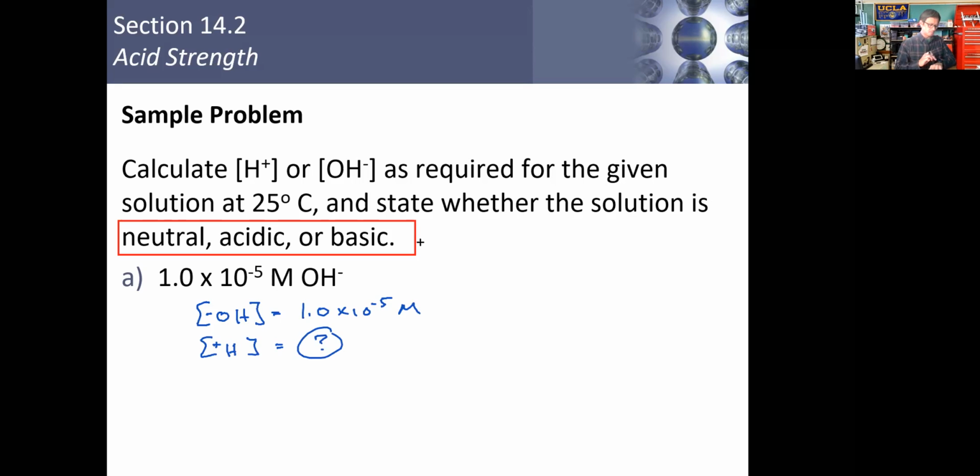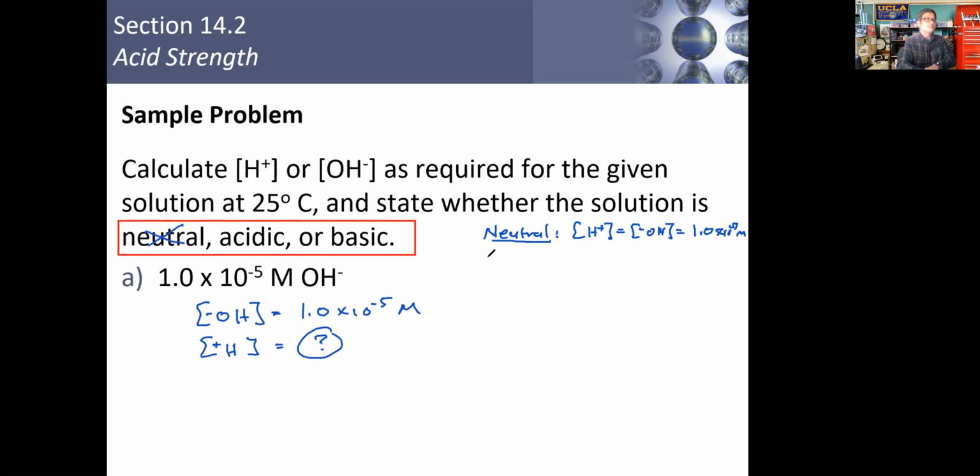First of all, we know that this cannot be neutral, because remember, for a neutral solution, let me write it over here for us, the concentration of the hydrogen ion has to be equal to the concentration of the hydroxide ion, and both have to be equal to 1 times 10 to the minus 7 molar. This is not 1 times 10 to the minus 7. So you know this cannot be a neutral solution.